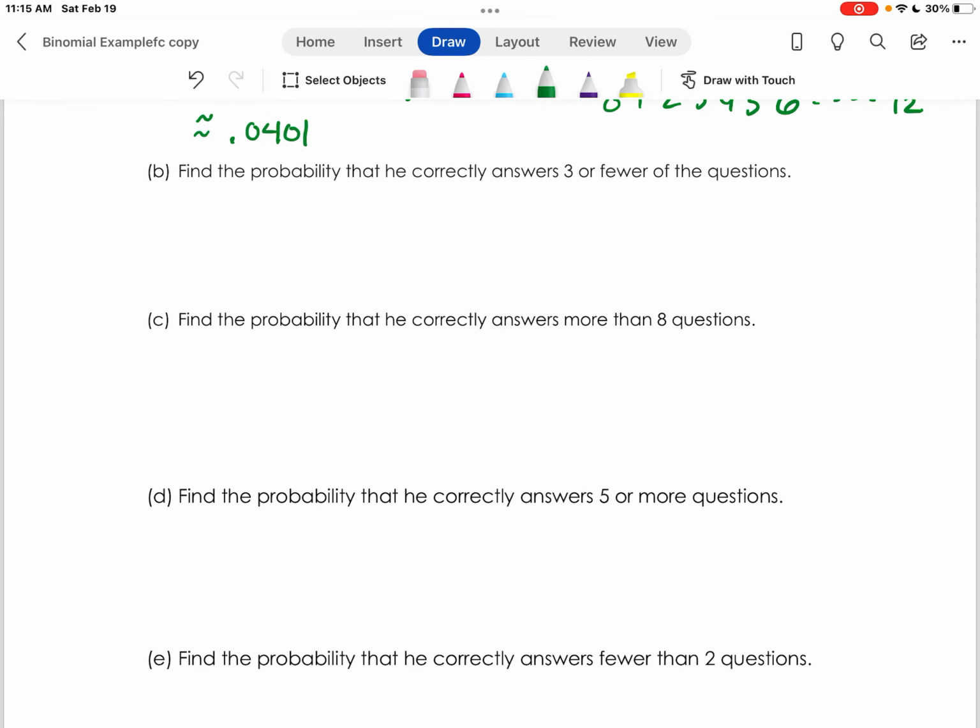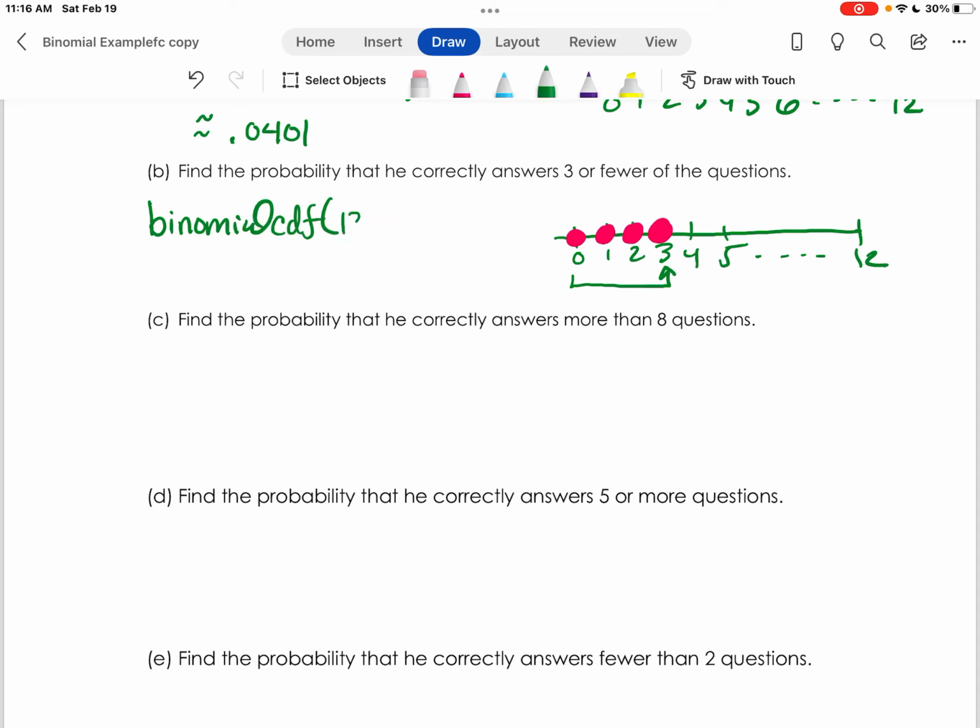Okay, the next part says find the probability that he correctly answers 3 or fewer of the questions. So when we look at the number line, 3 or fewer, that's 3, 2, 1, or 0. Anything 3 or less would be what we're interested in. So we're going to use in this case the binomial CDF because we want to look at the accumulated probabilities up to 3.